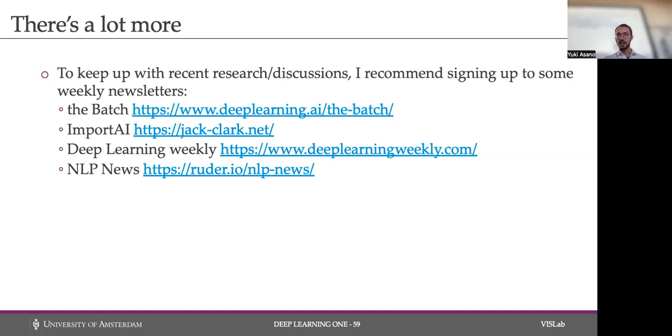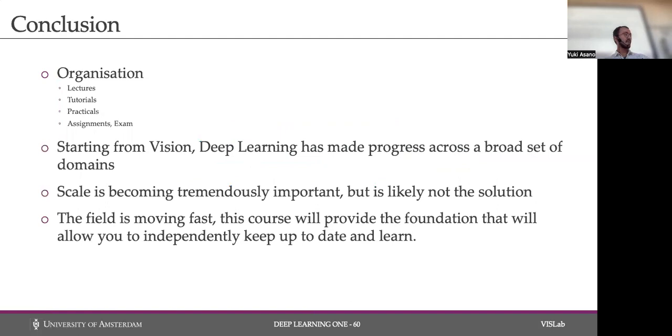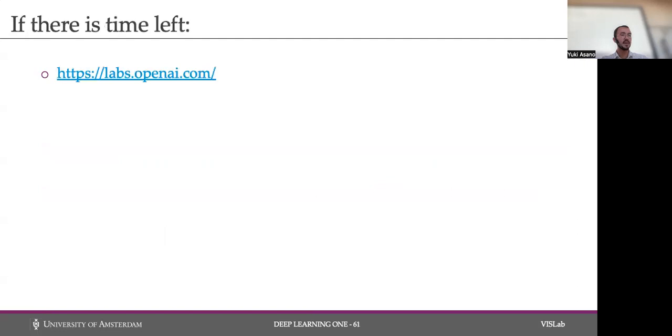All right, this actually already concludes this introductory lecture. So we talked about the organization, lectures, tutorials, practicals, assignments, exam. Starting from vision, we talked about how deep learning has made progress, about Rosenblatt, about the new way of training neural networks, how scale is becoming important, but might not be the solution. And we talked about some really cool examples which actually come from scale. All right. So unless people have questions on that content, we can actually play around a bit with some image generation. Do people have questions on the content here?